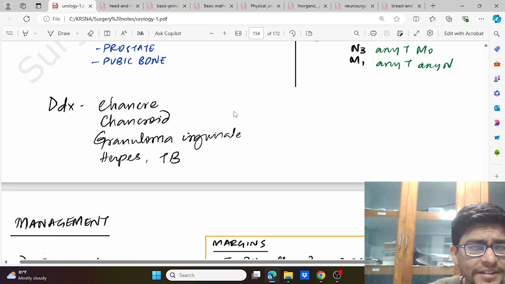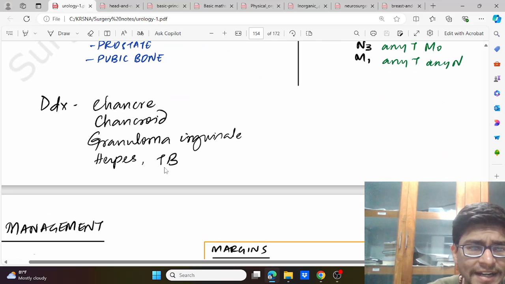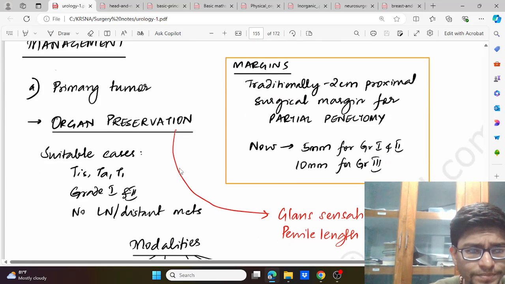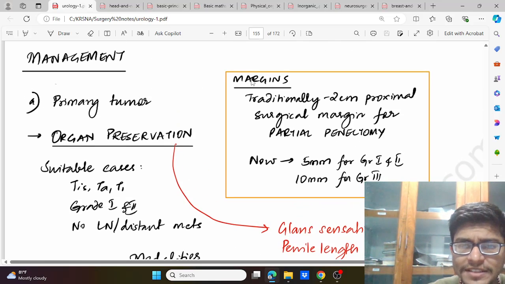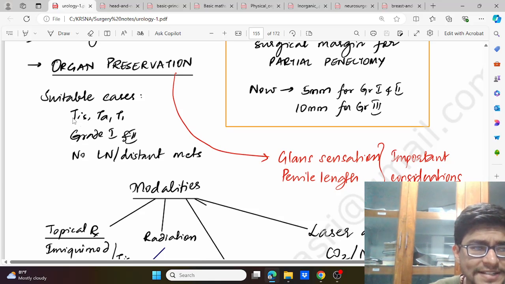So what are the differentials here? That is chancre, chancroid, granuloma inguinale and herpes and TB. So now we'll see the management of penile cancer. So what is the management? For the primary tumor, we have to do surgery with margins. Traditionally we use a 2 centimeter proximal margin for partial penectomy. Now it is 5 mm for grade 1 and grade 2 tumor and 10 mm for grade 3 tumor. In suitable cases, that is Tis, Ta and T1 with grade 1 or grade 2, no lymph node or distant mets, we can go for organ preservation surgery where the glans sensation and penile length are important considerations.